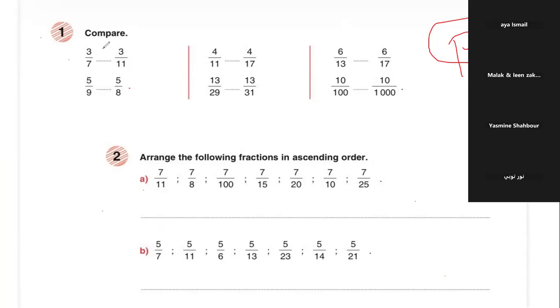3/7. Excellent, excellent. Do you know why? Yes, because 7... Excellent, ya Aya. Very nice, ya Aya. So 3 and 3 in the numerators. So we have same numerators. So we go to compare the denominators. Choose the smaller denominator, the 7. So the fraction will be bigger.